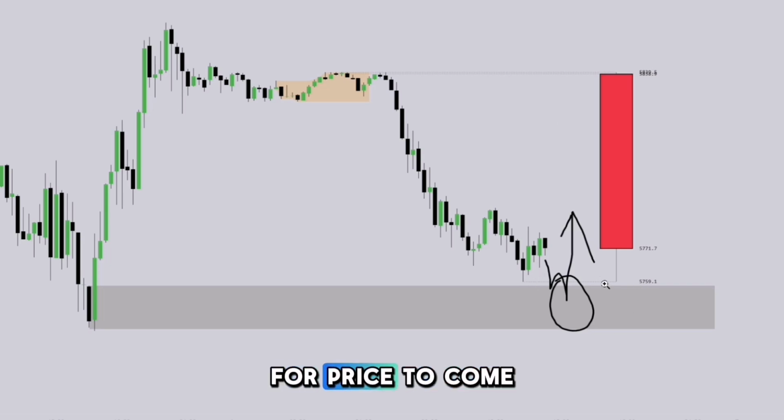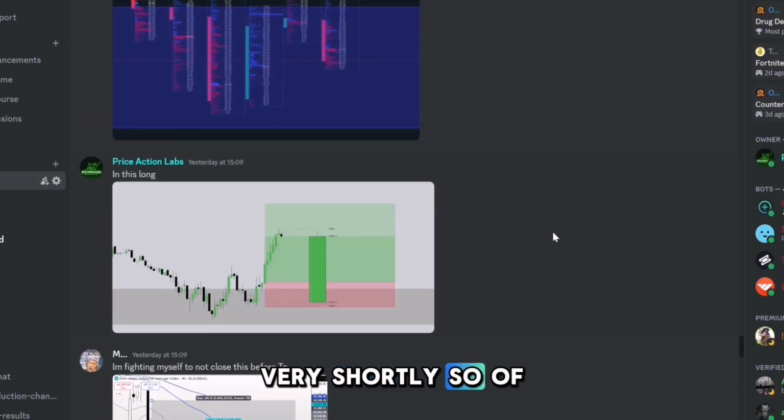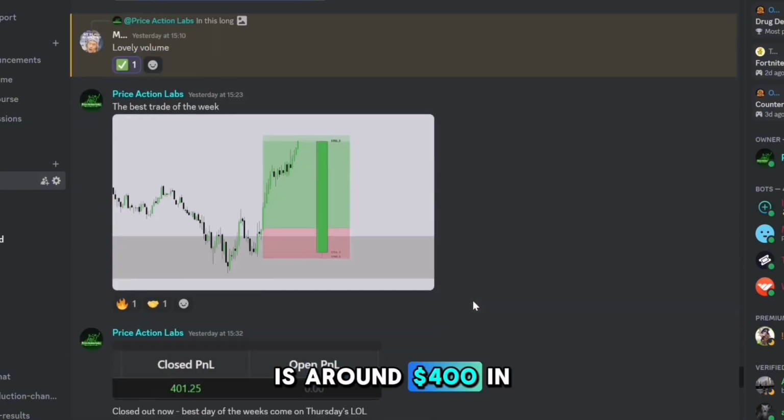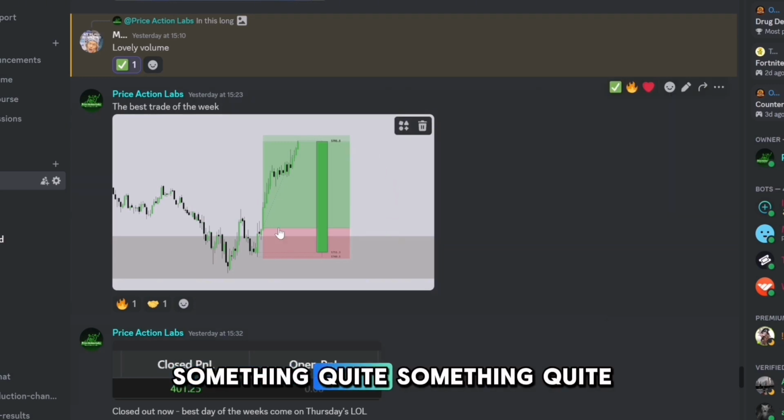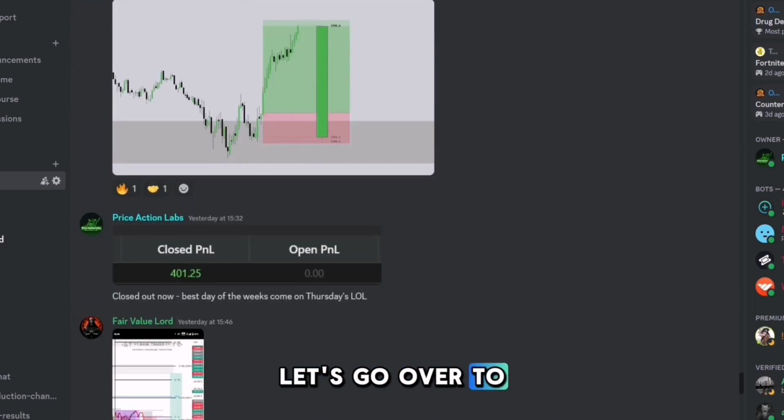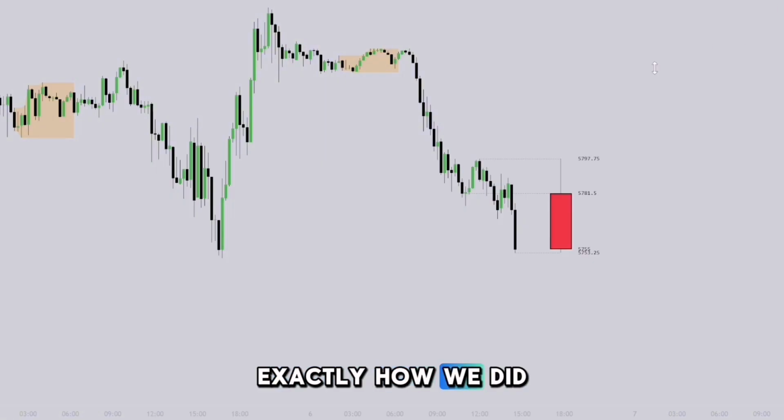So I am looking for price to come into the value gap you can see before heading higher, and we're going to go over this on the charts very shortly. Of course, this is the trade that I took. It's around $400 in the space of only 20 minutes. I think it was something quite short. So now let's go over to the charts and understand exactly how we did this.